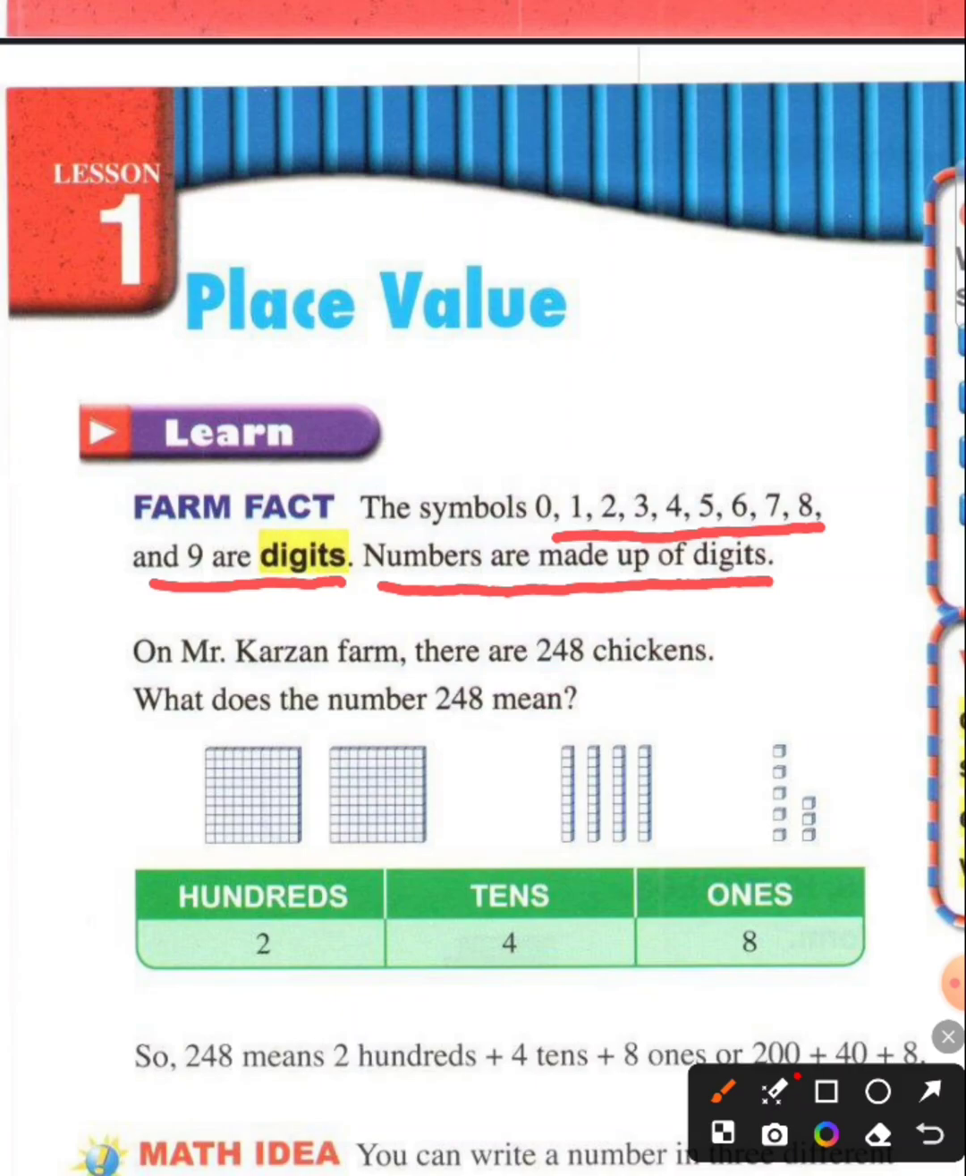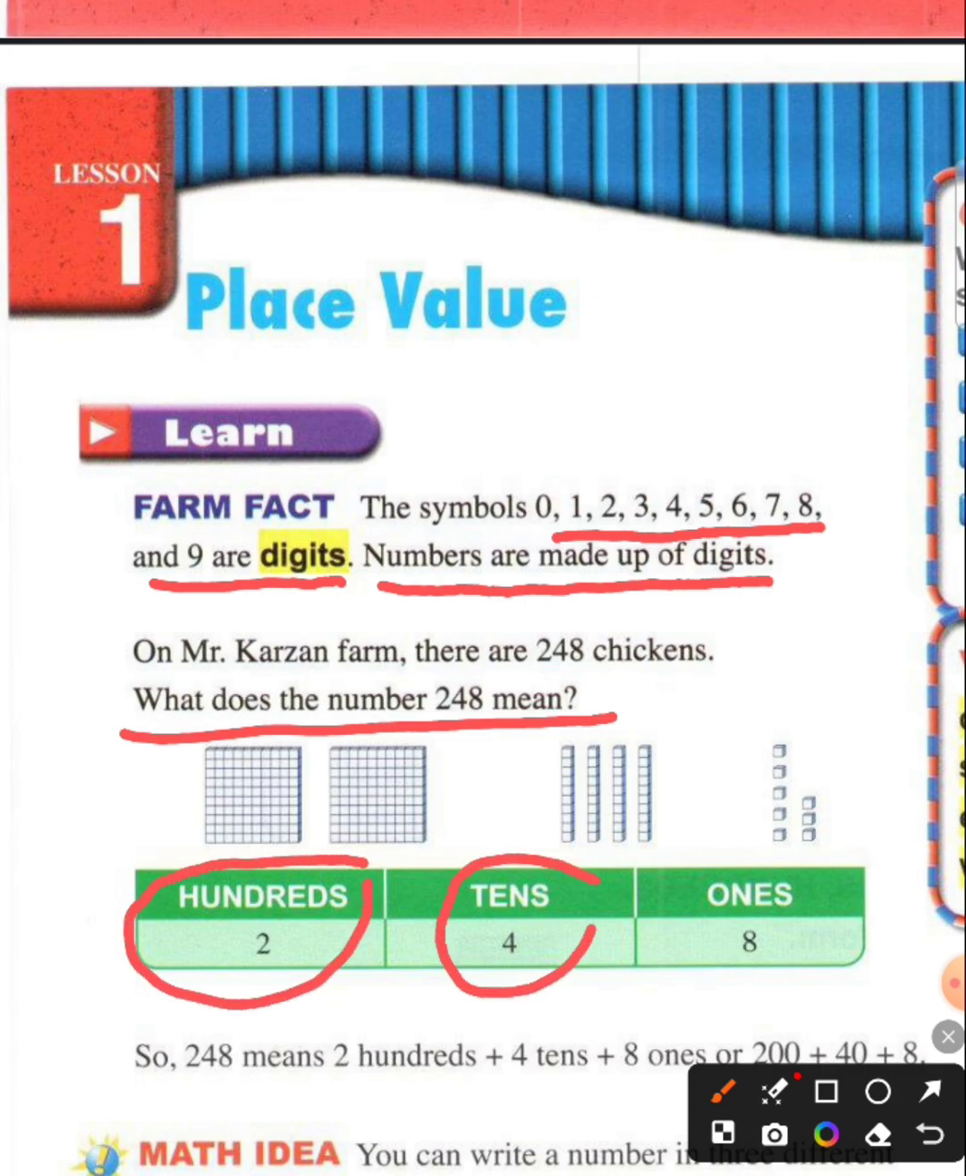Let's look together. On Mr. Kurdistan's farm, there are 248 chickens. The question is, what does the number 248 mean? It means we have 2 hundreds, 4 tens, and 8 ones. And how do we imagine this?